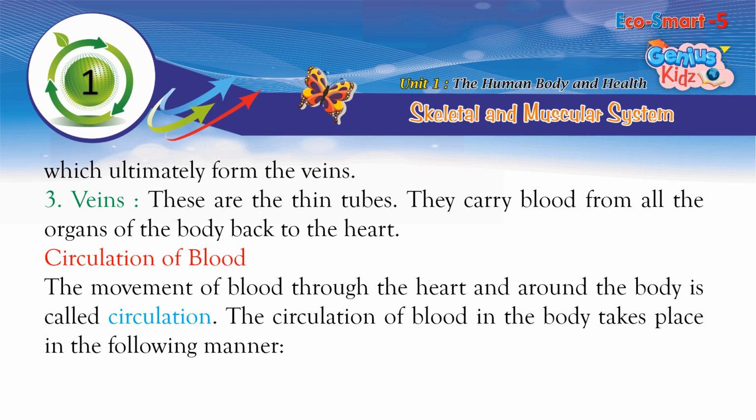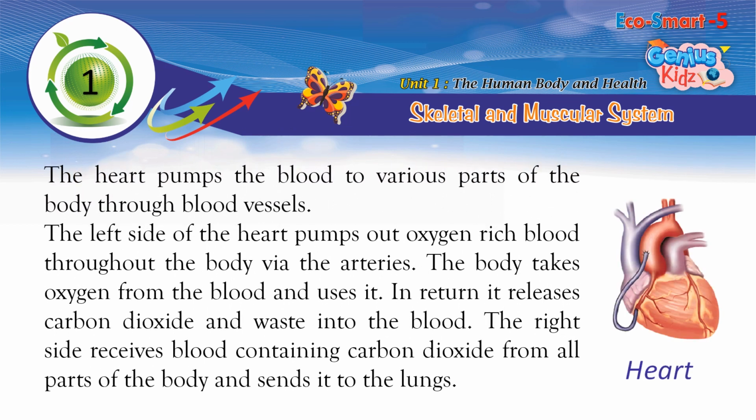Circulation of blood. The movement of blood through the heart and around the body is called circulation. The circulation of blood in the body takes place in the following manner. The heart pumps the blood to various parts of the body through blood vessels. The left side of the heart pumps out oxygen-rich blood throughout the body via the arteries. The body takes oxygen from the blood and uses it. In return, it releases carbon dioxide and waste into the blood.